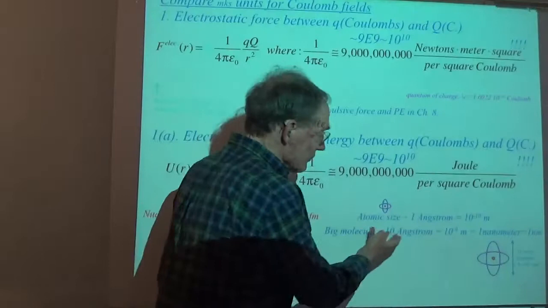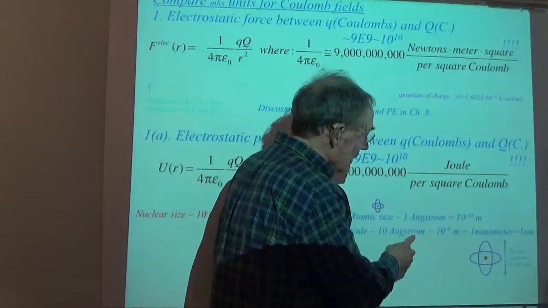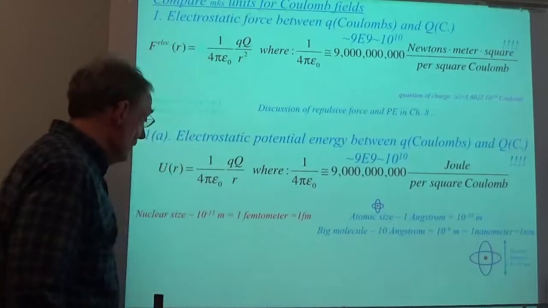I'm thinking of my favorite buckyball, which is up on the shelf there. It's actually a 10 or 11 or 12, depending on how you measure it. But we're talking about 10 to the minus 9 meters if we're talking about 10 angstroms, one nanometer. And that's quite a bit bigger than hydrogen, roughly 10 times bigger.